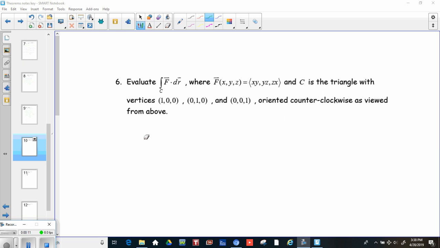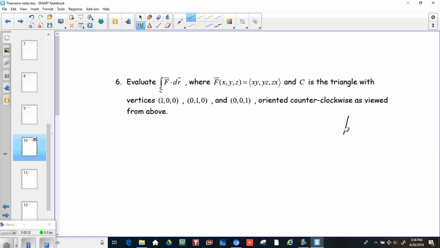Alright, evaluate the line integral, f dot dr, where f is xy, yz, zx, and C is the triangle with the vertices given as 1, 0, 0, 0, 1, 0, and 0, 0, 1, oriented counterclockwise as viewed from above. So let's go ahead and take a look.